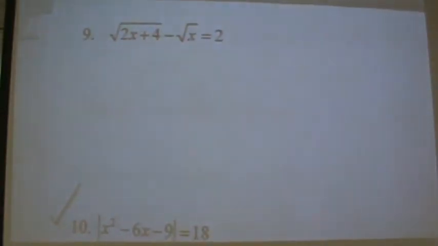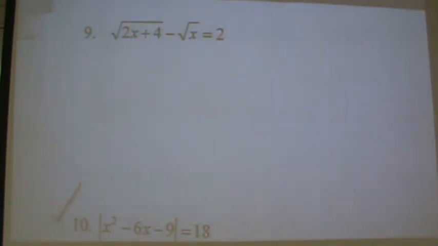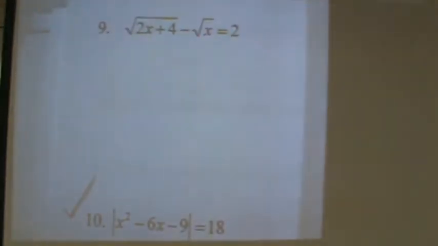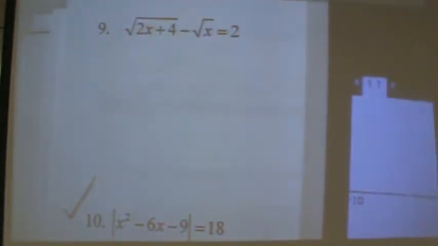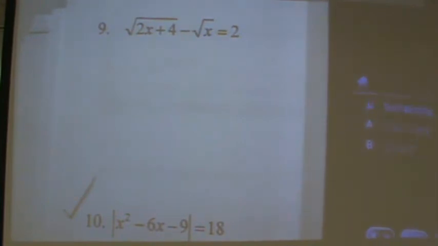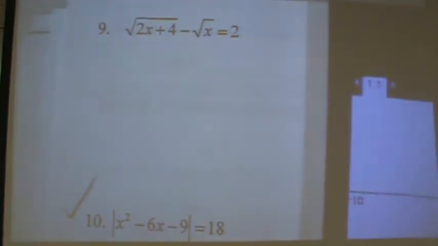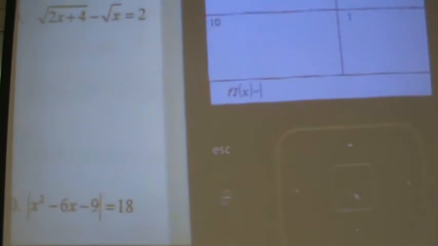Okay, let's do the next one on your calculator. Nick asked a great question, you guys. How do you do this on your calculator? You guys did awful on this question. Can anyone tell me how to type this in your calculator?